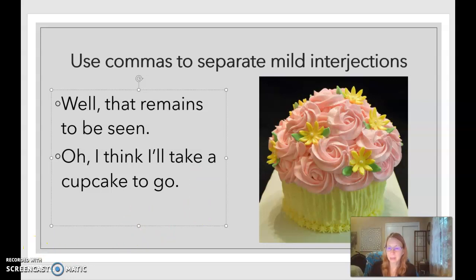So I hope this helps you to understand where you might need to use commas in your writing. Review the video if you need to, and if you have any questions, let me know. I hope this helps you.